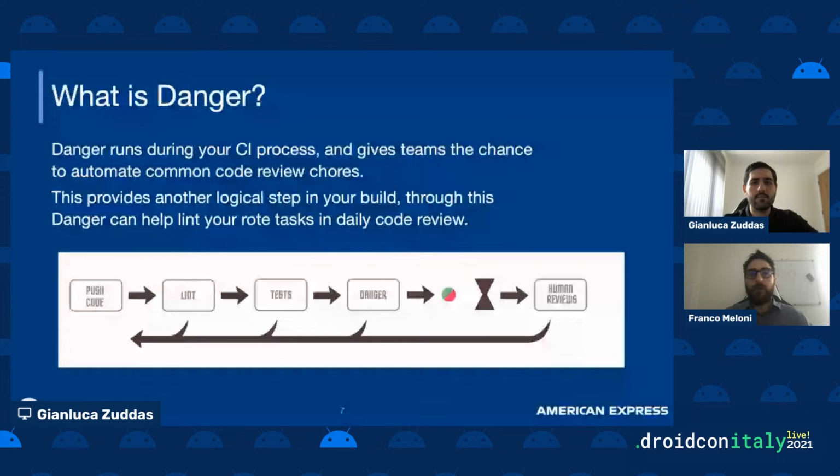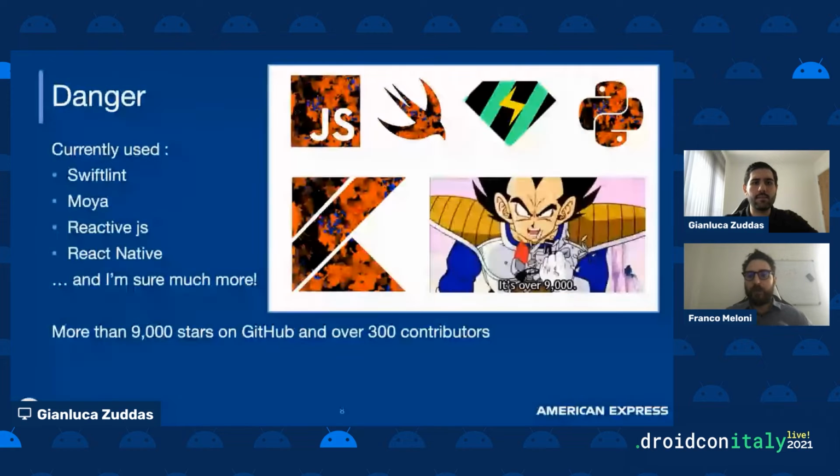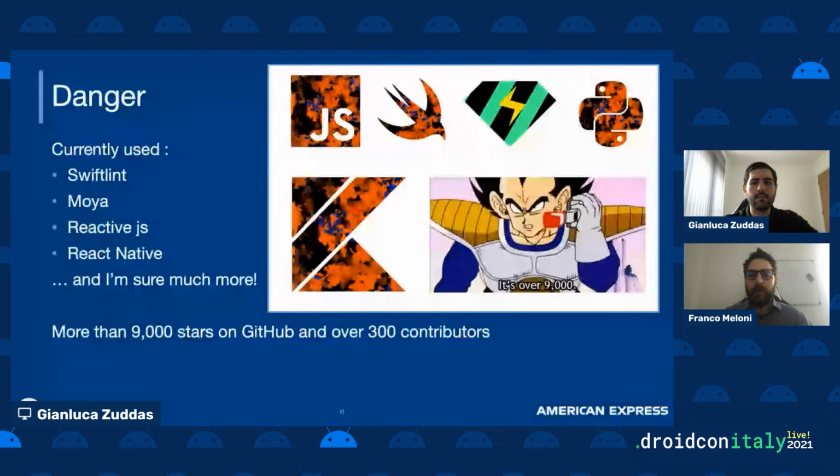Dangerjs is used in a lot of famous open source projects, but is also available in different languages. It's available in JavaScript, Swift, Python, Rust, Ruby, and of course, Kotlin.